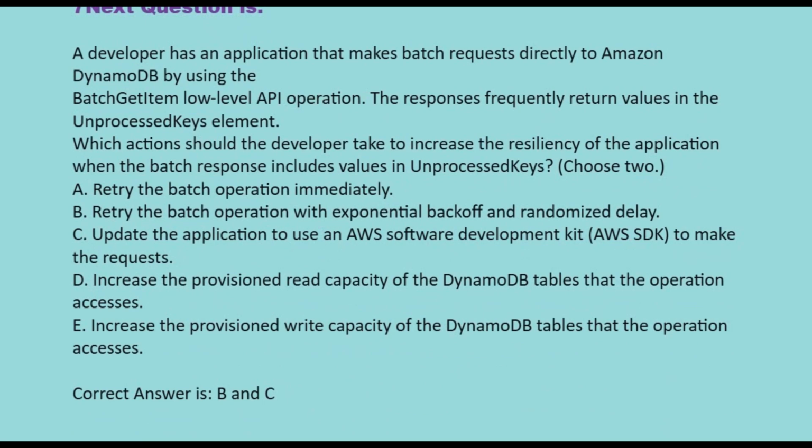Option A. Retry the batch operation immediately. Option B. Retry the batch operation with exponential backoff and randomized delays. Option C. Update the application to use an AWS SDK to make the requests. Option D. Increase the provisioned read capacity of the DynamoDB tables that the operation accesses. Option E. Increase the provisioned write capacity of the DynamoDB tables that the operation accesses. Correct answer is option B and option C.